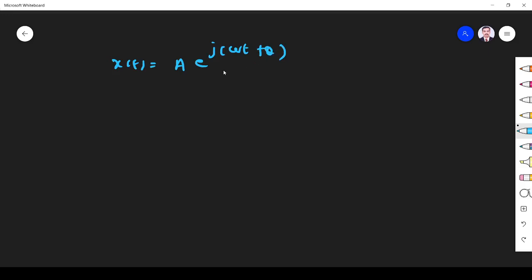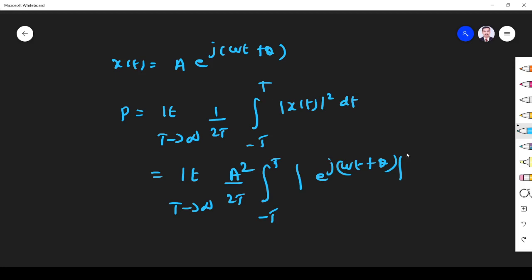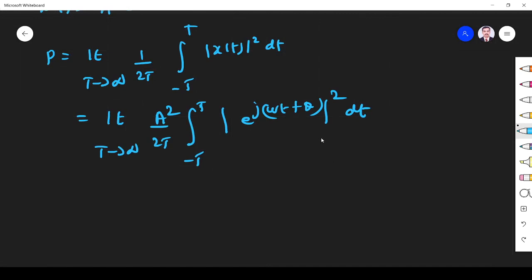What is the power or energy of the complex exponential? First we find power as usual. Limit t tends to infinity, 1 by 2t, integral from minus t to plus t of mod x of t whole square dt. That is given by limit t tends to infinity, 1 by 2t, integral from minus t to t. X of t is A into e power j omega t plus theta, so A squared I take outside as a constant, the modulus of e power j omega t plus theta squared dt.